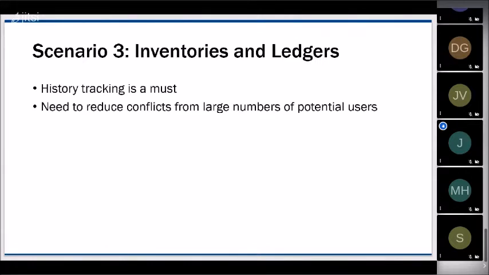Another scenario is you have to track an inventory or a ledger. So let's say you have a store and you have an inventory, and you need to make sure that you have a history of all the different transactions that remove items from that inventory. But at the same time, you have a lot of different customers or different processes taking from and adding to that inventory. So as people buy products, those are going to be individual orders that are reduced from the inventory. And the thing here is you really need to track history, and you really need to reduce conflicts.